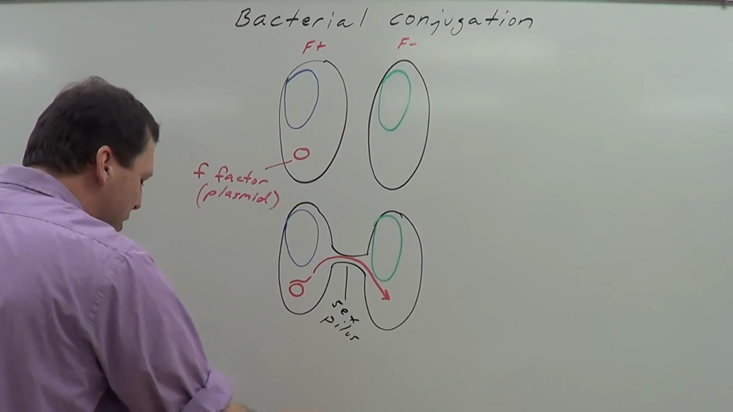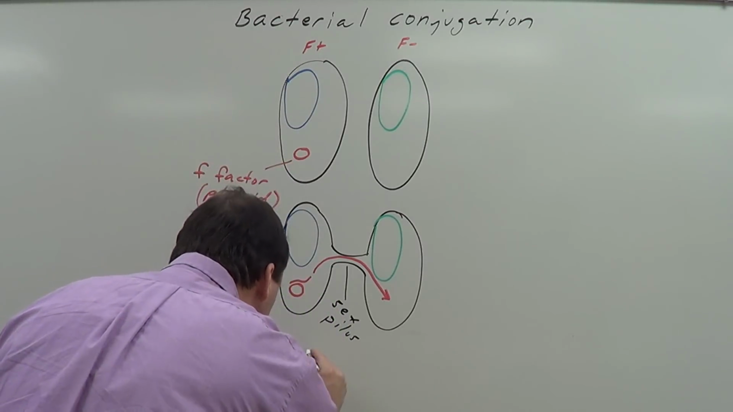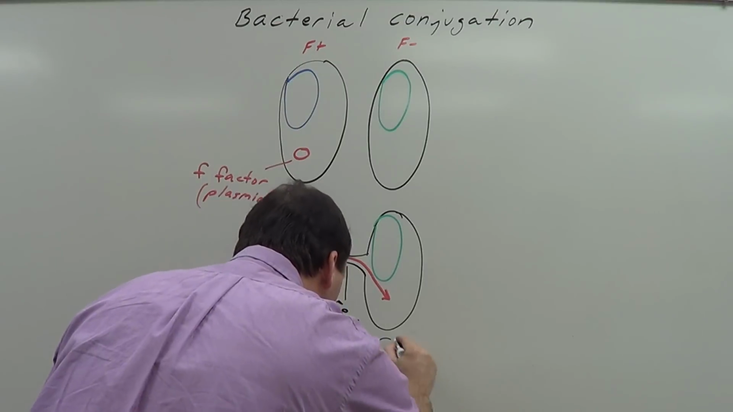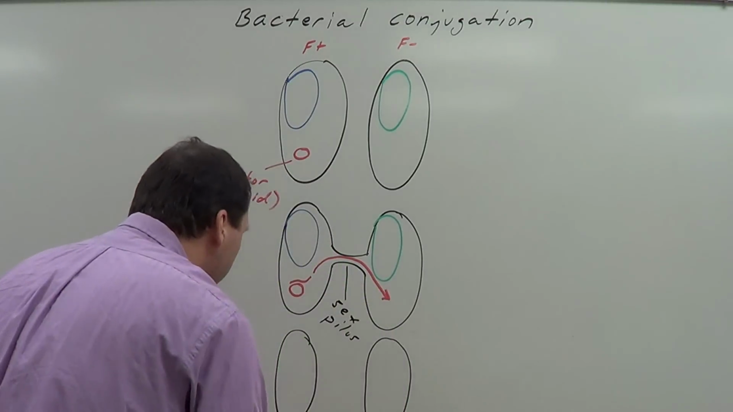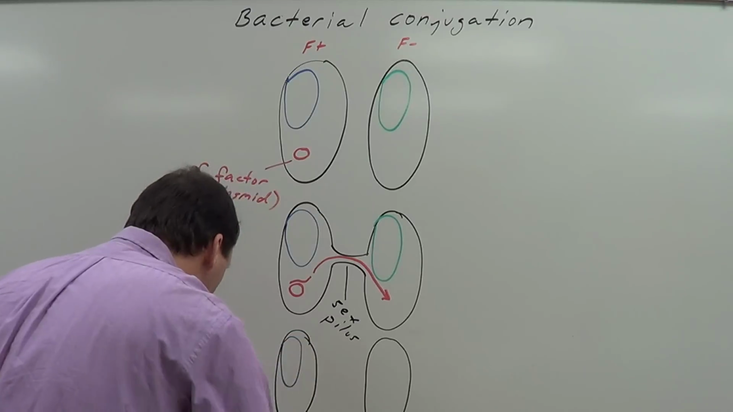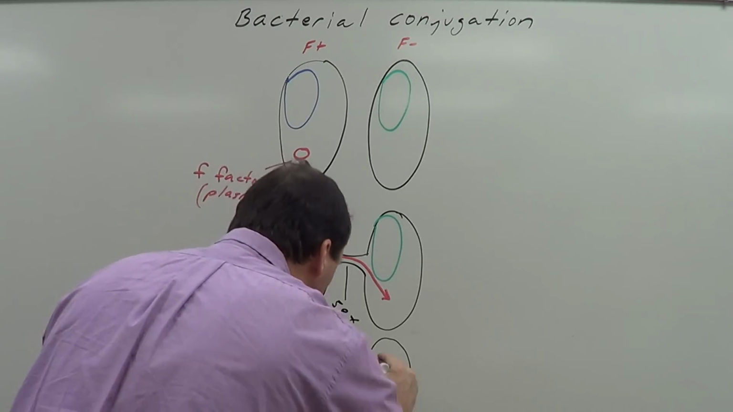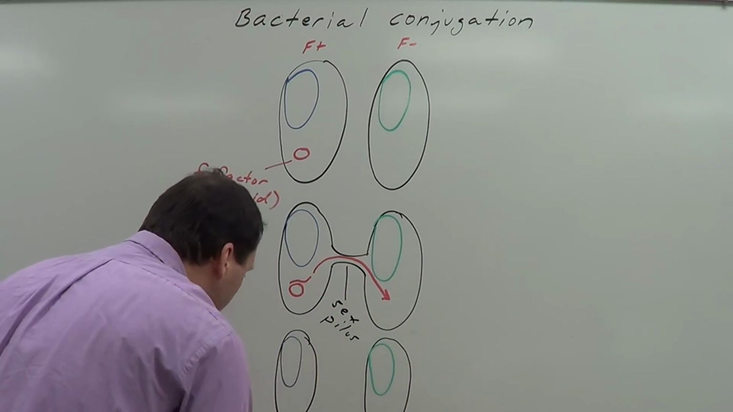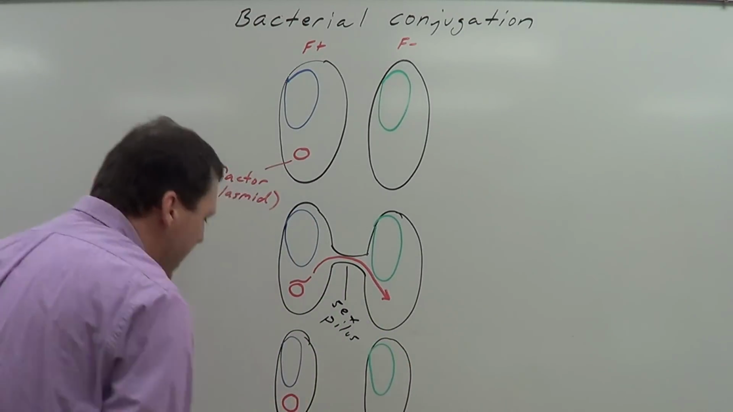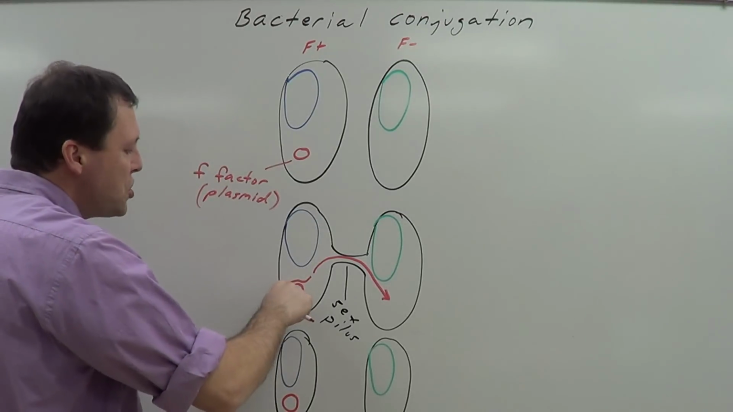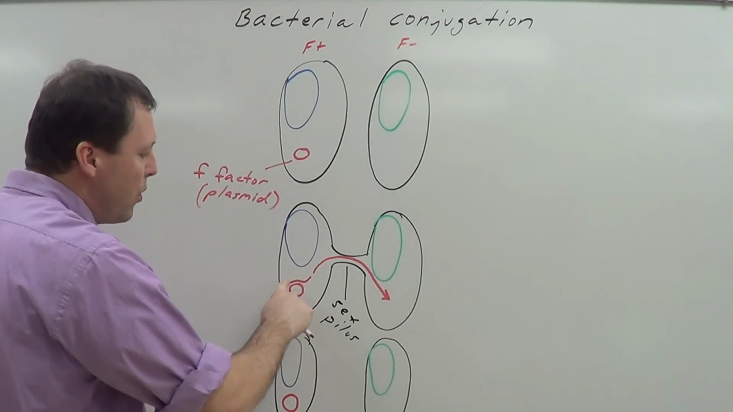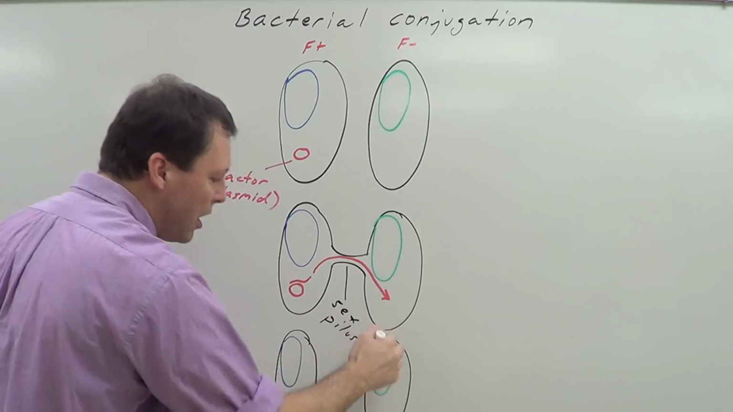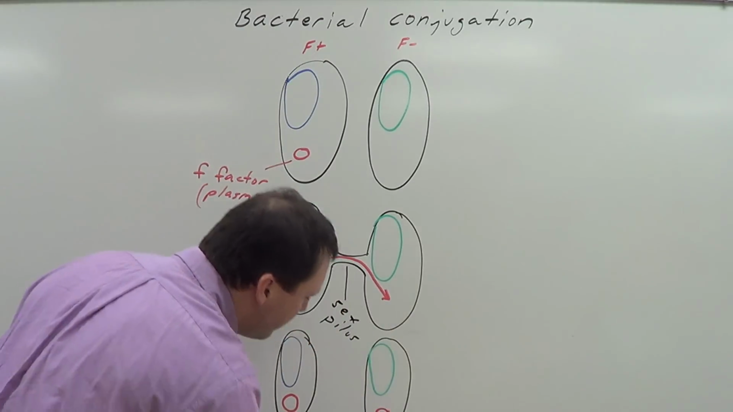Now let's go ahead and draw a third diagram and show the finished product. Again, here's our chromosomes. Here's the F factor. And one of the strands, remember this is double-stranded DNA, one of the strands is going to be threaded through the sex pilus into the other cell. So there it is right there.